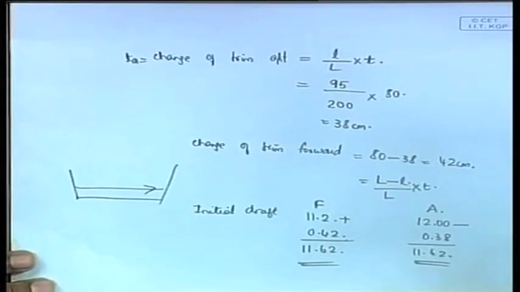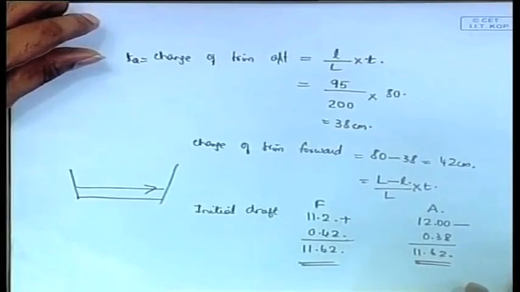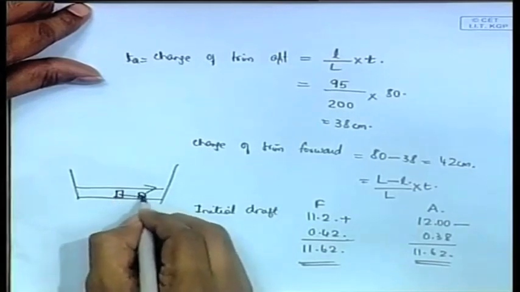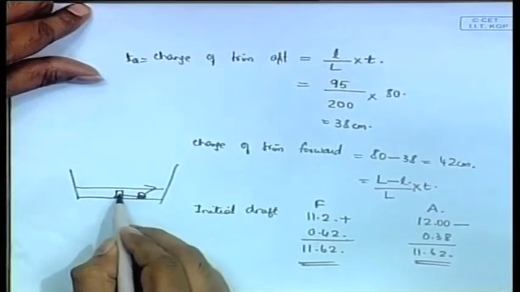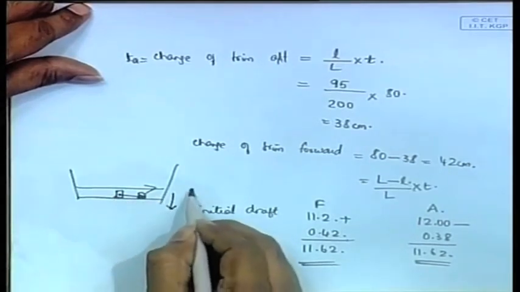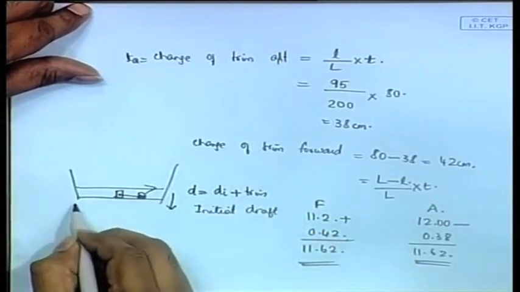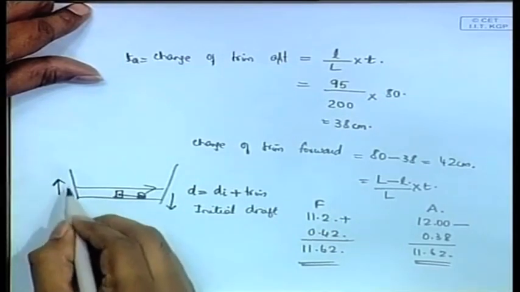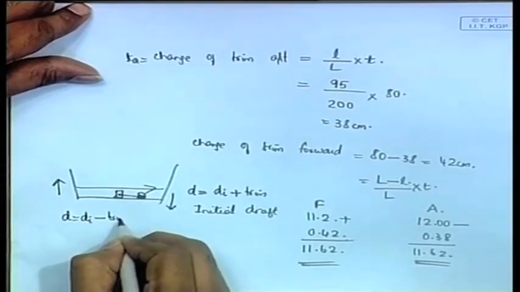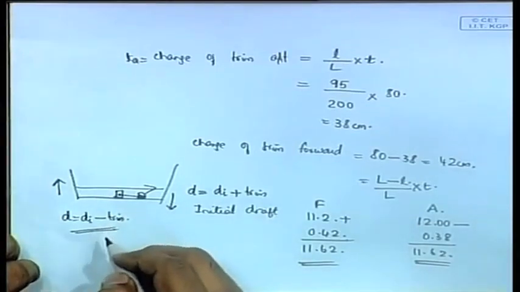Therefore, this will give you the final draft in the forward and aft section of the ship as a result of shifting the weight from here to here. Forward is shifted here. As a result of the shifting of the weight to the forward side, the ship will go down. Therefore, its draft will be initial draft plus trim. On the aft side, because of this going up, it will go up. Therefore, the final draft will be initial draft minus trim, and not trim, change of trim actually.